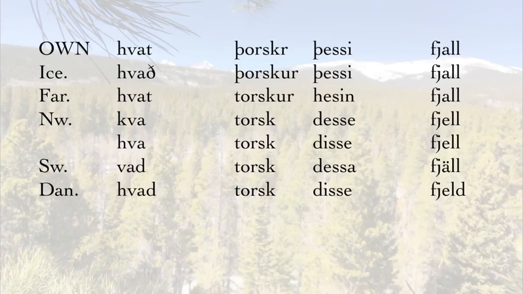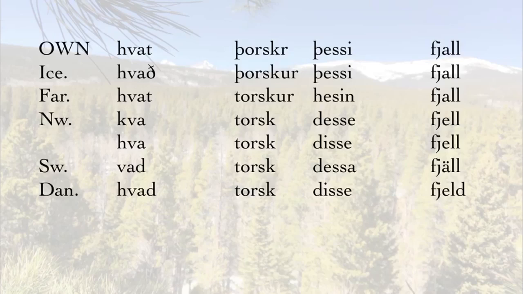Then if we look at the way that the internal fricative, the th sound, has developed, we see in Old Norse thorskr, that is cod, the fish. Modern Icelandic thoskur, of course, still maintaining that fricative, but then in all the other Scandinavian languages, that has become a T today. So Faroese, toskur, Norwegian, Swedish, torsk, and then Danish tosk.